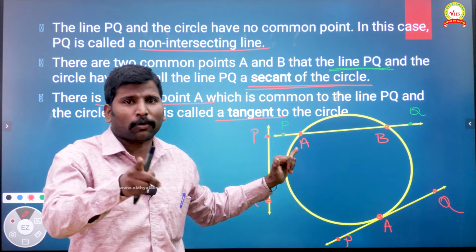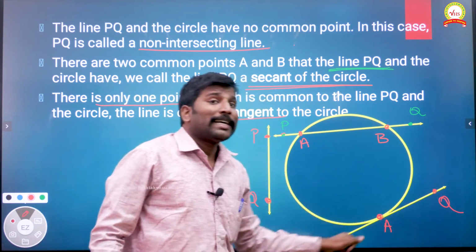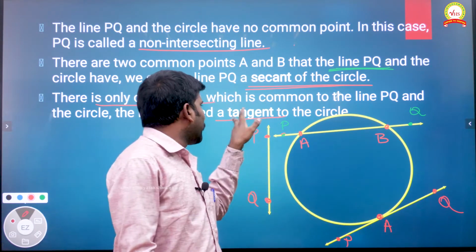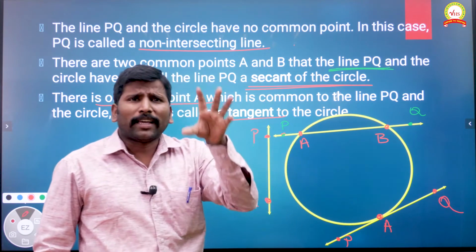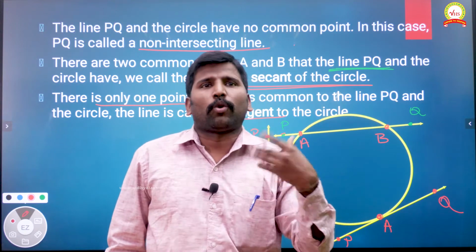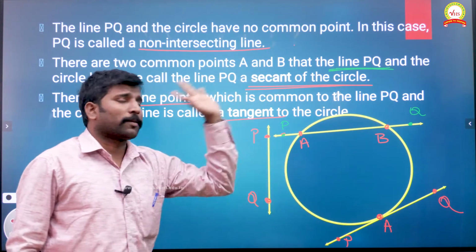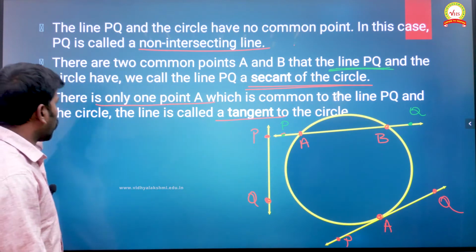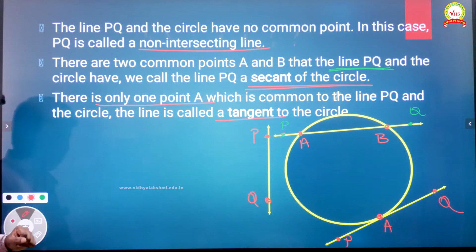That is a common point. It's called a secant. Sorry, what is that? Tangent. So, tangent in the sense, there is only one intersecting point or a touching point, whatever. So that is called the tangent. Understand, children? Please make a note of this definition. It's very important.